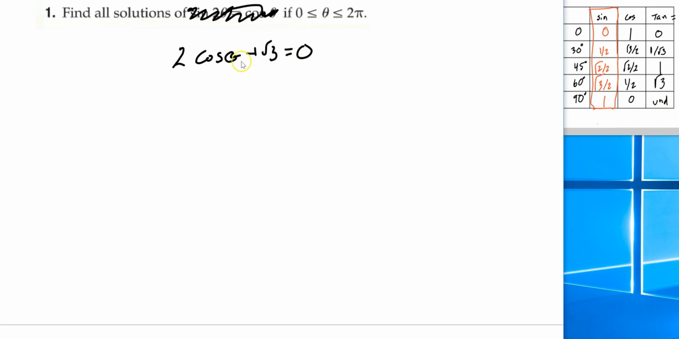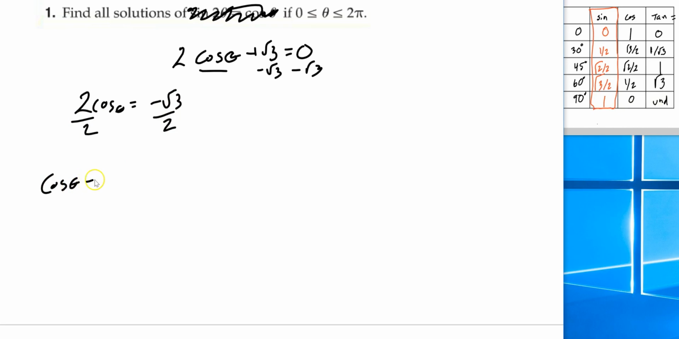So let's solve this. Now notice how there's only one trig function this time, so I'm just going to solve for cosine. It's a more basic one. Don't have to factor, don't do any of that. Just solve for cosine. So let's subtract rad 3 from both sides. I get 2 cosine theta equals negative rad 3, divided by 2. So cosine theta equals negative rad 3 over 2.